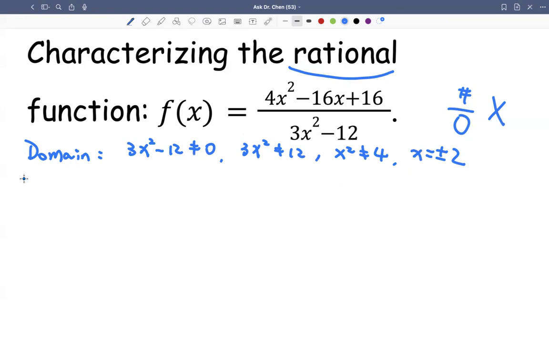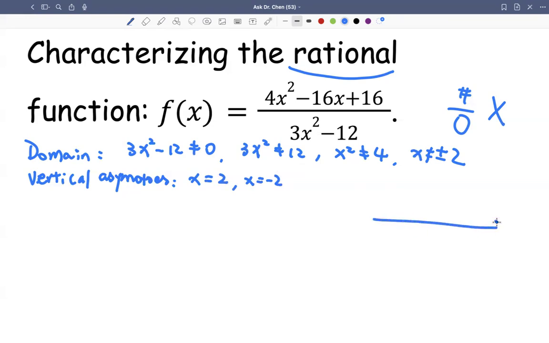And because of this, we have two vertical asymptotes. So when we talk about domain, that's x not equal to 2 or -2. But when we talk about vertical asymptotes, that means x equals 2, x equals -2.